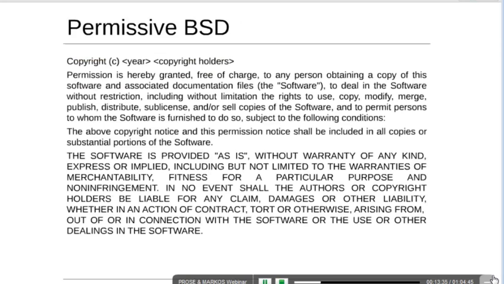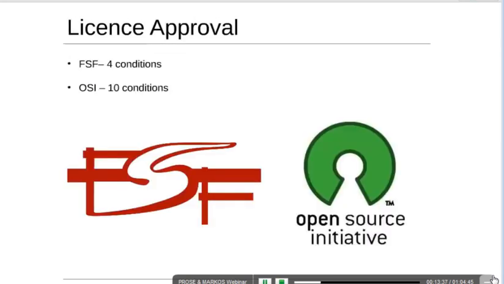So both organisations, Richard Stallman's Free Software Foundation and the OSI, approve licenses. And to be approved, you go through a process where you have to meet conditions. FSF is 4, OSI is 10. They aren't particularly different. Generally, the OSI is a bit more expansive because it has fewer restrictions on the licenses, but there aren't many licenses which are approved by one organisation and not the other.